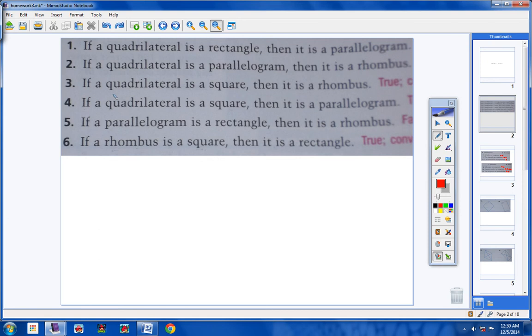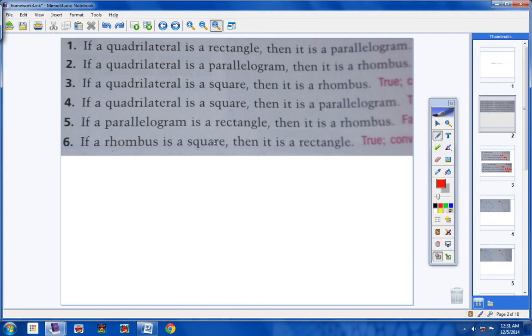Okay, number 3. If a quadrilateral is a square, then it is a rhombus. That is true. If you have a square, it is also a rhombus. Now the converse. If I have a rhombus, then it's a square. That is false. Just because you have a rhombus like this does not mean it's a square. Okay, moving on to number 4.